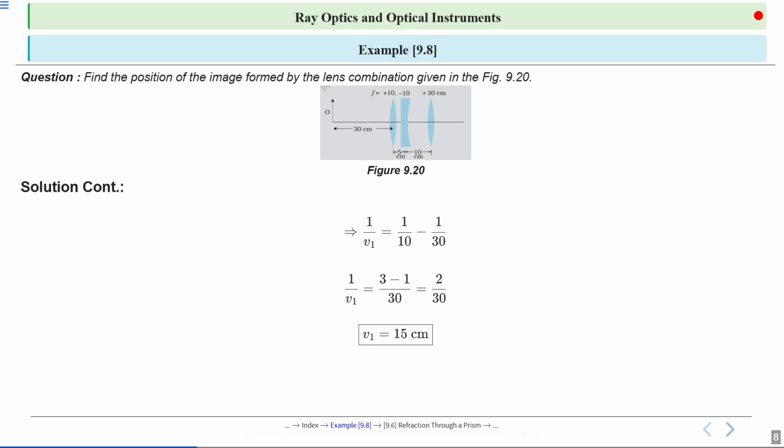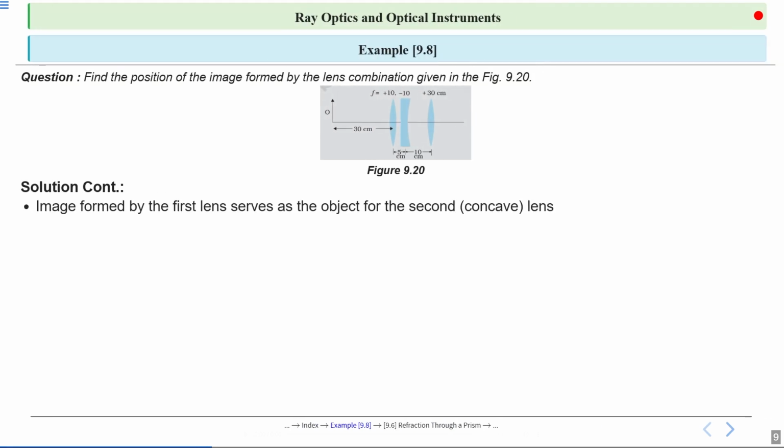Finally, we solve for v1, which equals 15 centimeter. This result indicates the image position formed by the first lens. It is important to note this value as it will be used in further calculations involving the lens combination.